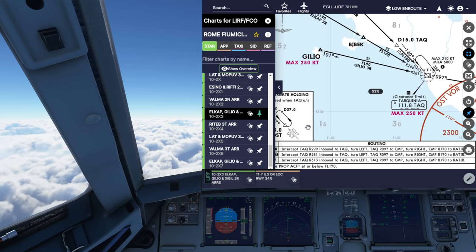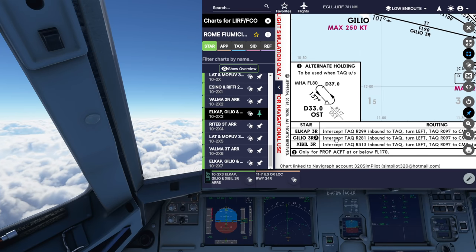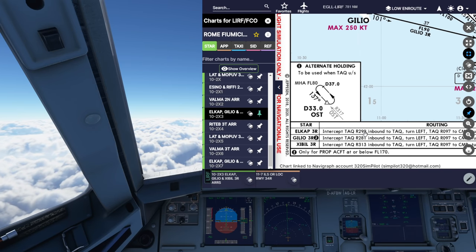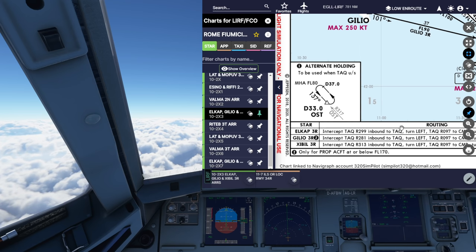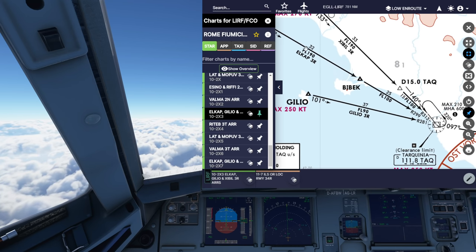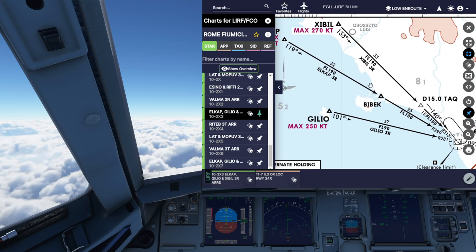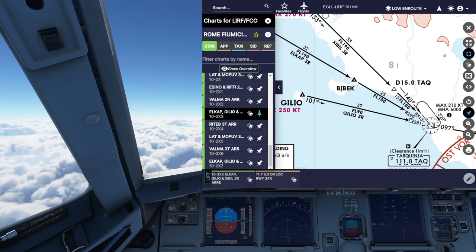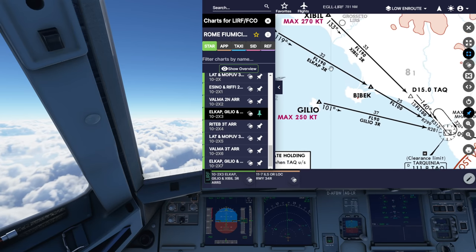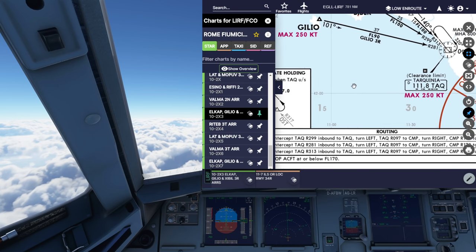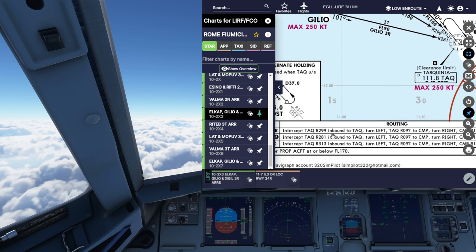There is a textual routing down at the bottom. So LCAP 3 Romeo, intercept the Tango Alpha Quebec radial 299 inbound to Tango Alpha Quebec. Now this can be a bit confusing, and the pictures are much easier for me certainly to follow. It's the radial 299, which is the outbound line, but we're flying inbound on 119.